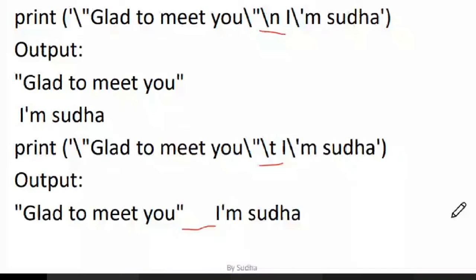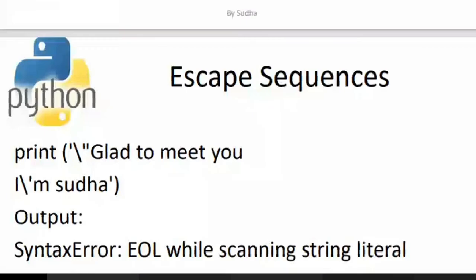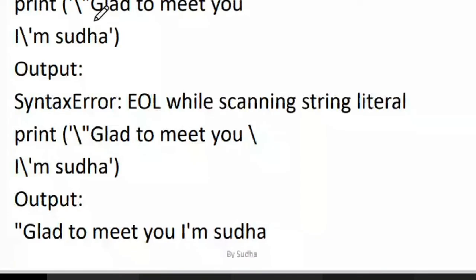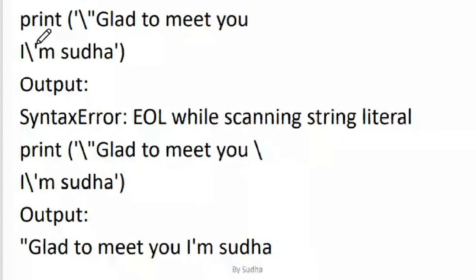Some more examples. Here I am saying glad to meet you, and then I want this apostrophe. But the point over here is that I am putting it in the next line. So I have put it in the next line.